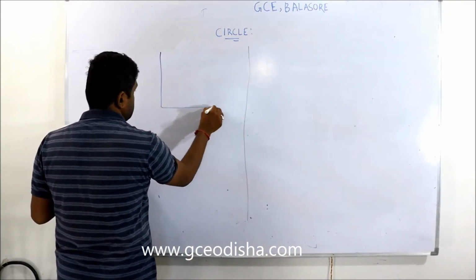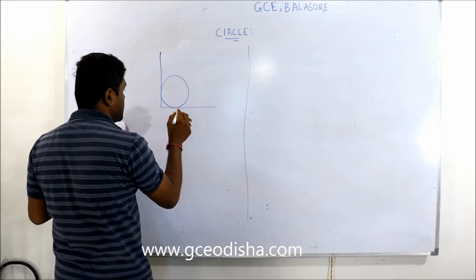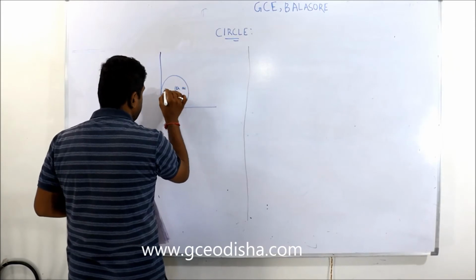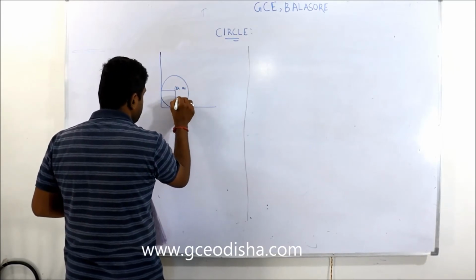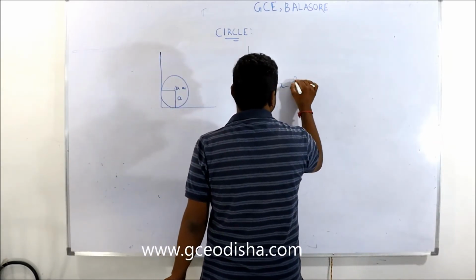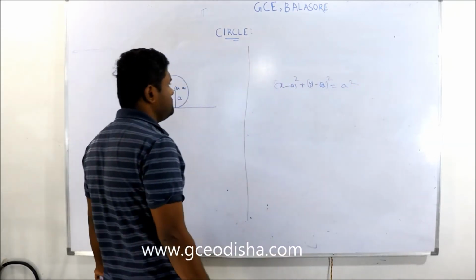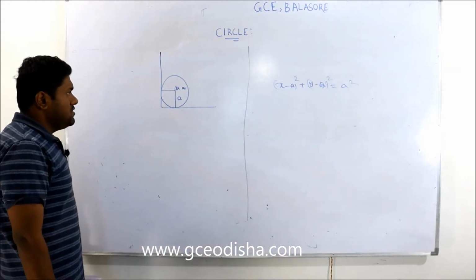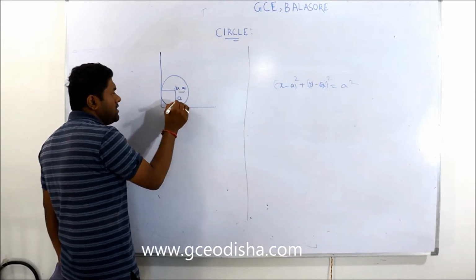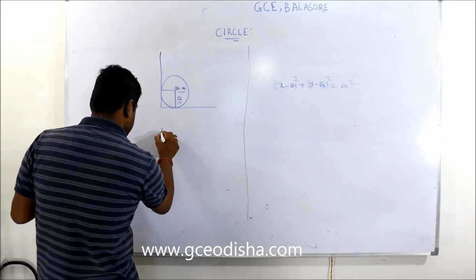Like this is the xy plane. When the circle touches both the axes, and the center is at (a, a), because this is the same distance, this is also the same distance, and the radius is also a, then what is the equation of the circle? (x minus a) square plus (y minus a) square is equal to a square. This is the equation of the circle. Okay, when the circle touches both the axes and the center is at (a, a) and radius is a, that is the equation of the circle.